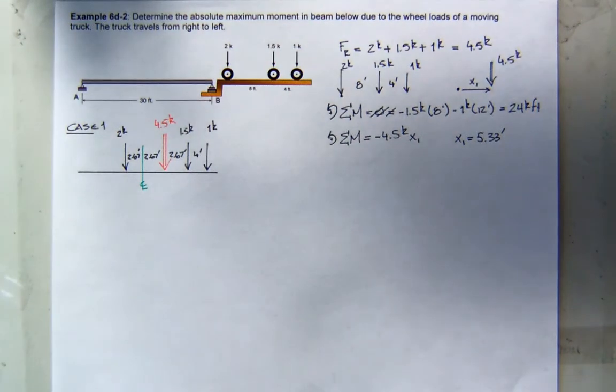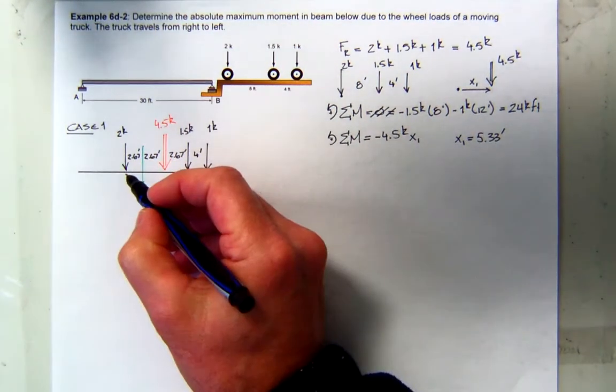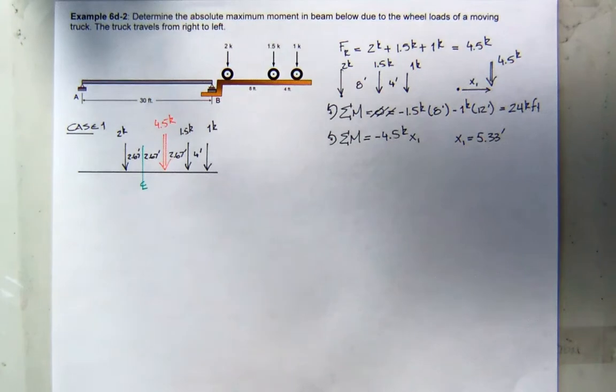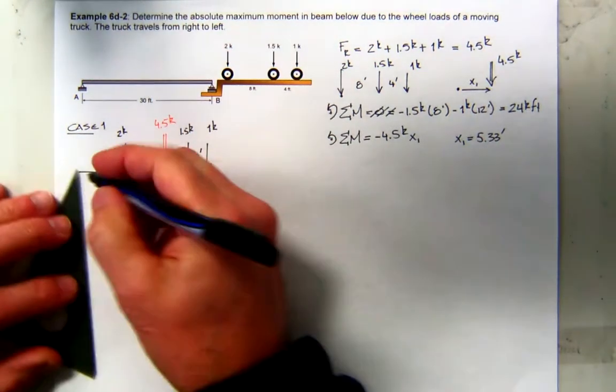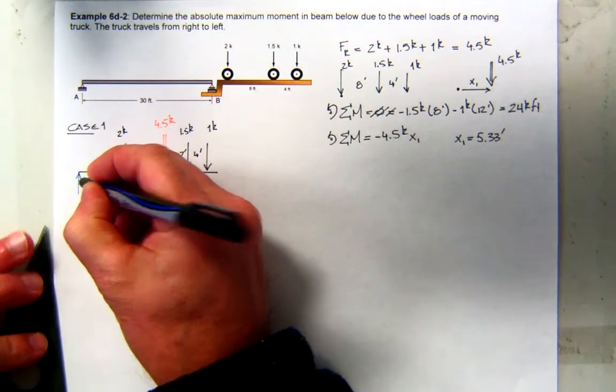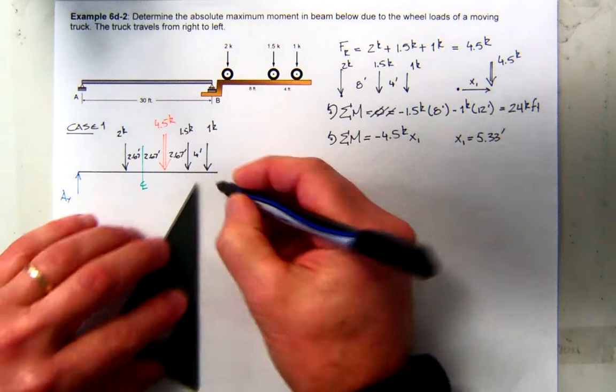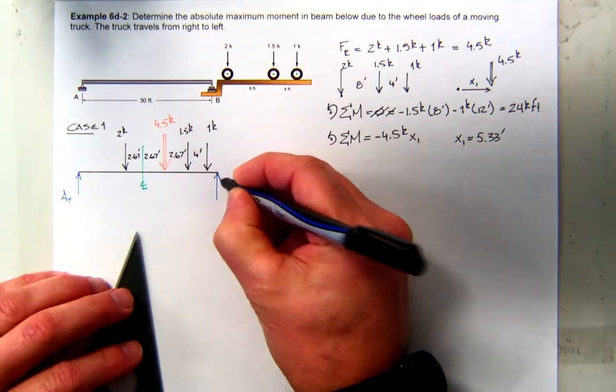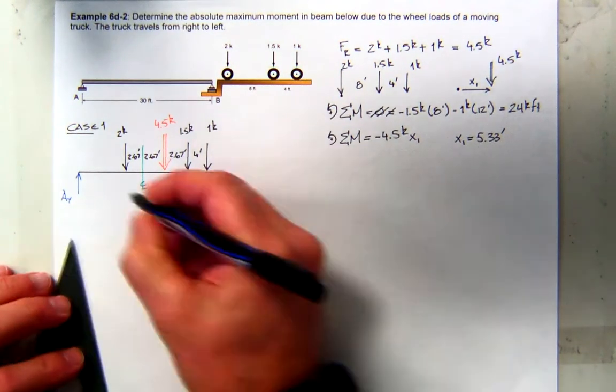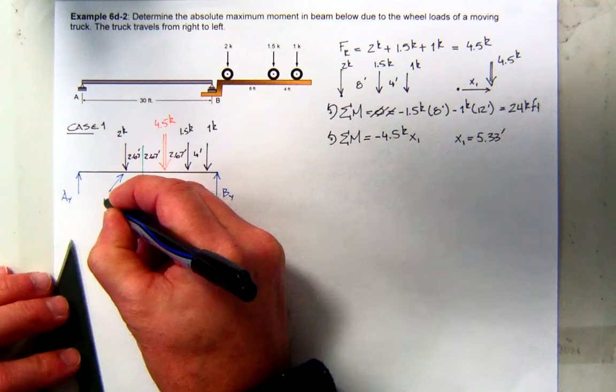So that's the position. And the place we're looking for is right under the force that we're balancing. So I'll have a reaction at AY, and I'll have a reaction at BY. And we're trying to find the moment right there.